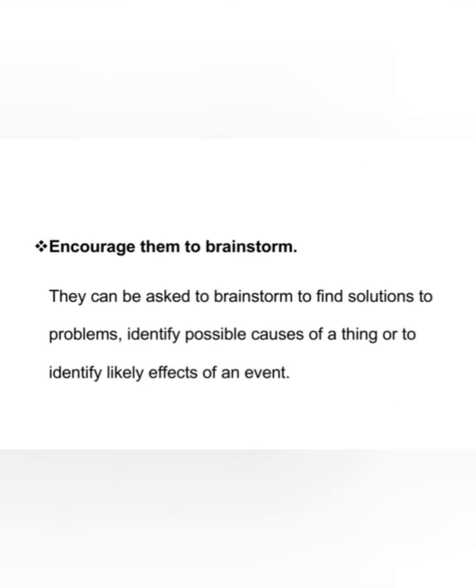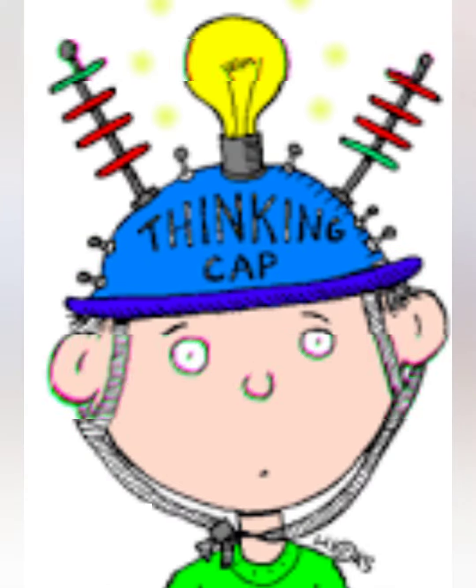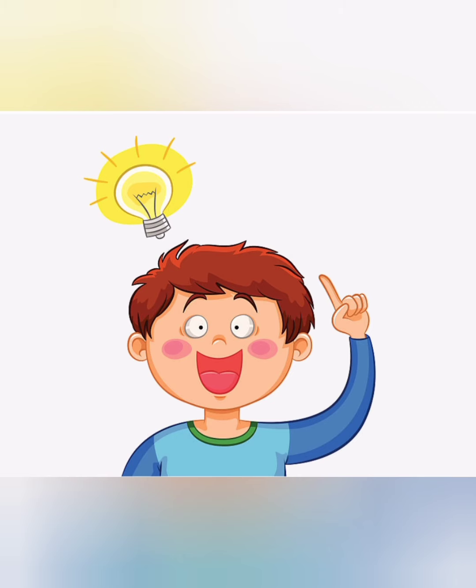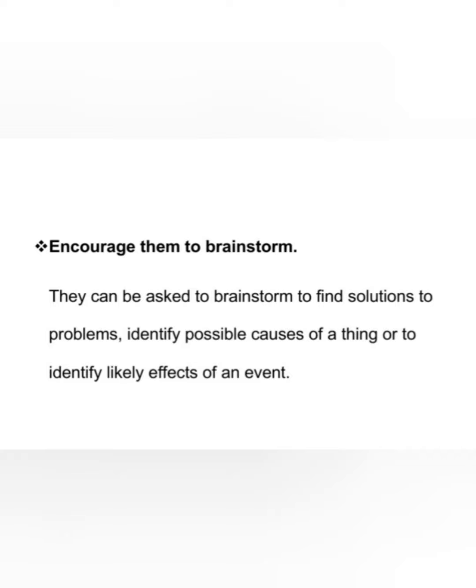5. Encourage children to brainstorm. They can be asked to brainstorm to find solutions to problems, identify possible causes of a thing, or to identify likely effects of an event. As they brainstorm, you should encourage them by asking the questions. Ask them, what are you thinking? What do you think could have caused this? How do you think this might affect things? Just allow them to think.